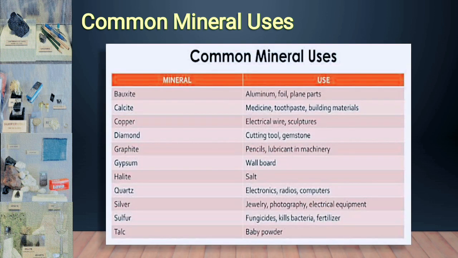We have here some minerals and uses: bauxite, aluminum foil, plane parts; calcite, medicine, toothpaste, building materials; copper, electrical wires, sculptures; diamond, cutting tool, gemstone; graphite, pencils, lubricant and in machinery; gypsum, wallboard; halite, soap; quartz, electronics, radios, computers; silver, jewelry, photography, electrical equipment; sulfur, fungicides, kills bacteria, fertilizers; and talc, baby powder.